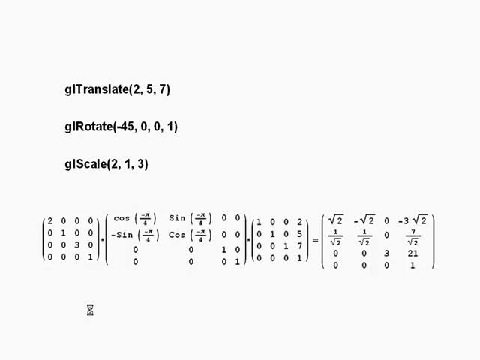So in this simple example, all we're doing is moving the object to 2, 5, 7, rotating it negative 45 degrees counterclockwise around the z-axis, and then scaling that object. So internally, what it's doing is adding up all these transformations. Remember, we have one model view matrix, and it's storing up all of these transformations that we do. So all of these things are stacking up together. So how do we condense all these different transformations into one matrix? You multiply them together.